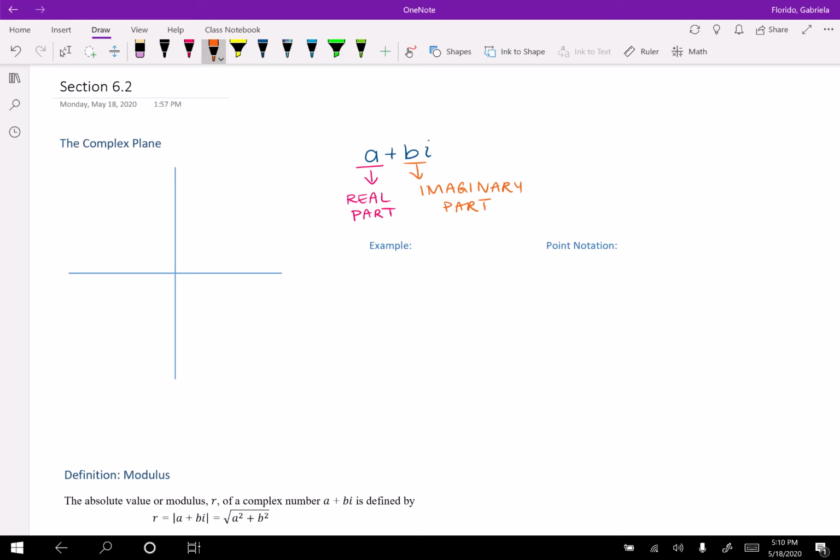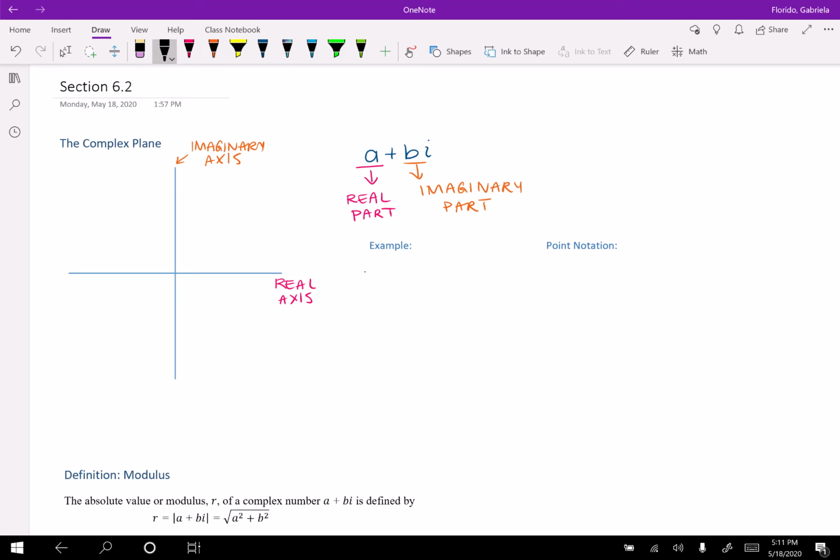So how would we actually graph a complex number? It's very similar to how we graph points in our Cartesian plane. Our horizontal axis is going to be our real axis, and the vertical axis is going to be our imaginary axis. We would first figure out what our real part is and then figure out what our imaginary part is. So let's try a couple of different examples.